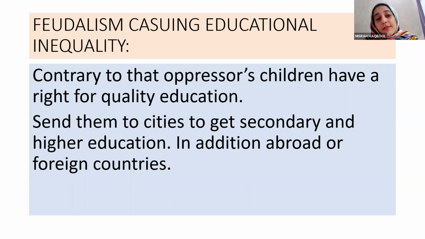How? Contrary to that, the oppressor's children have an equal right to quality education. They send their children to cities to get secondary education, higher education, and sometimes they send their children abroad to foreign countries for further studies. So this is the contradiction of our society in the Pakistani perspective, that the feudal lords have the right for everything. Nobody could take action against them. If anyone wishes to, they have to face serious consequences.